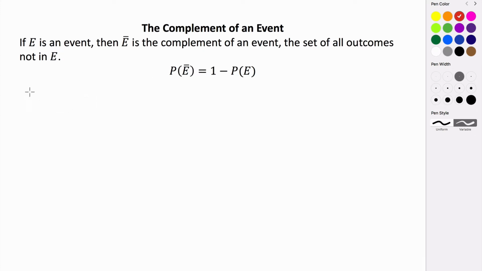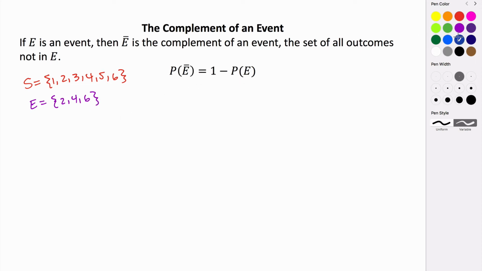So let's say that we have some sample space. Maybe we're just rolling a die: 1, 2, 3, 4, 5, 6. So if we wanted to say that our event E was rolling an even number, 2, 4, or a 6, we know that its probability is 3 out of 6. We could calculate the probability of its complement by taking the total probability, 1, and subtracting the probability of this event E.